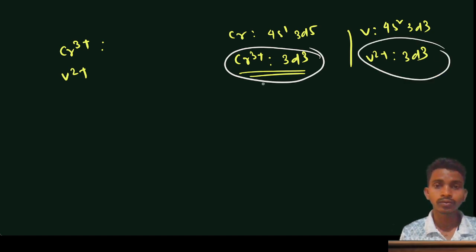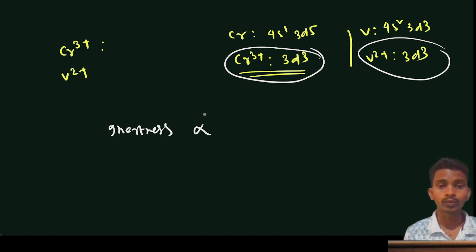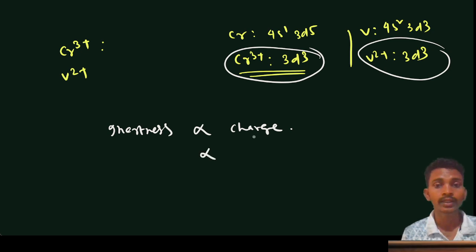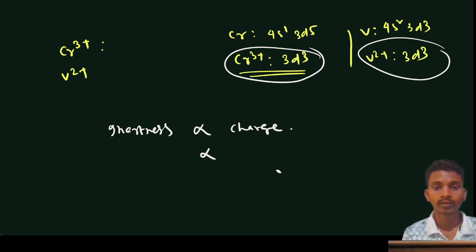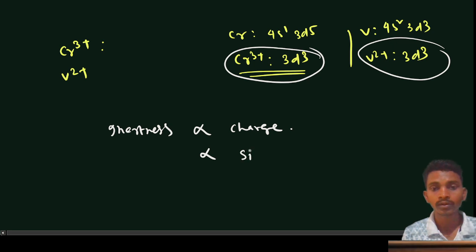According to our rules, these are inert compounds, but now if you compare which is more inert, how will you check? For that, inertness is directly proportional to charge. If charge is high, then the compounds are more inert. And inertness is indirectly proportional to size. Okay, sorry, inertness is directly proportional to size also.